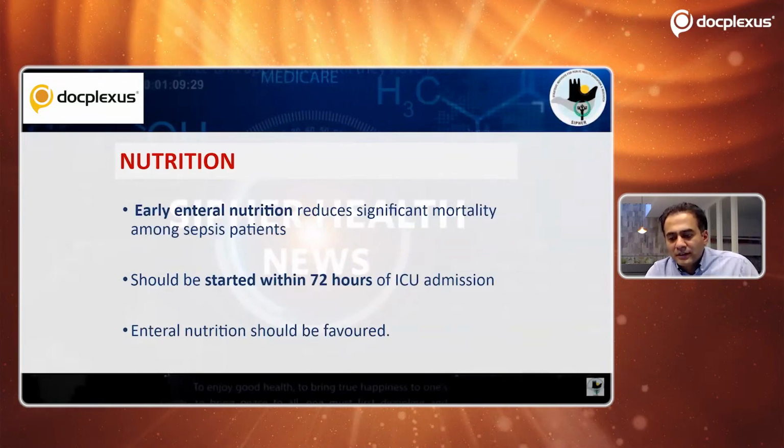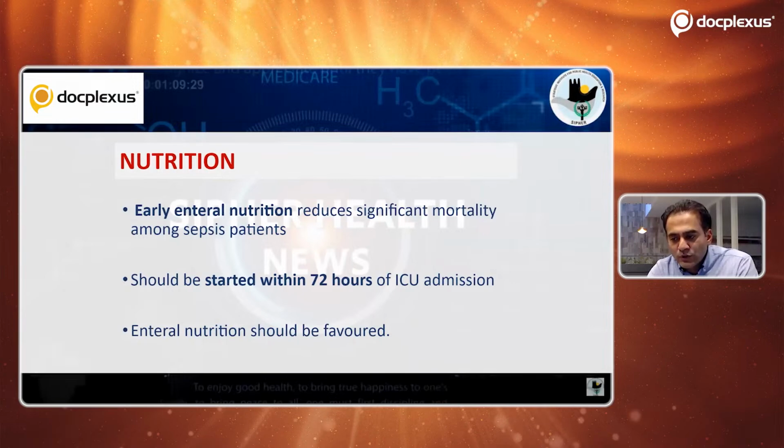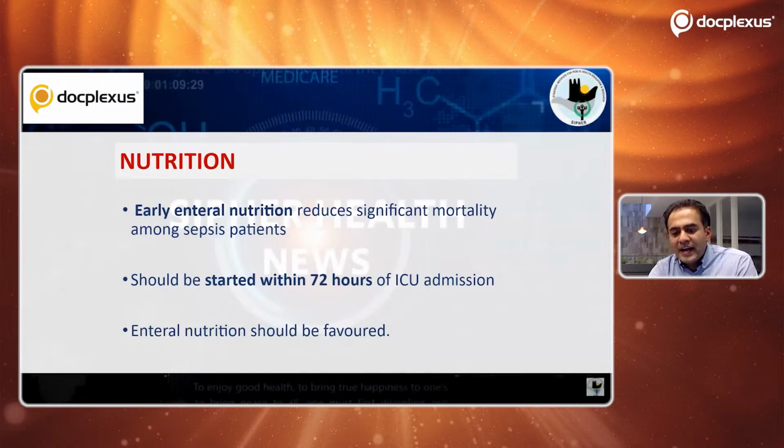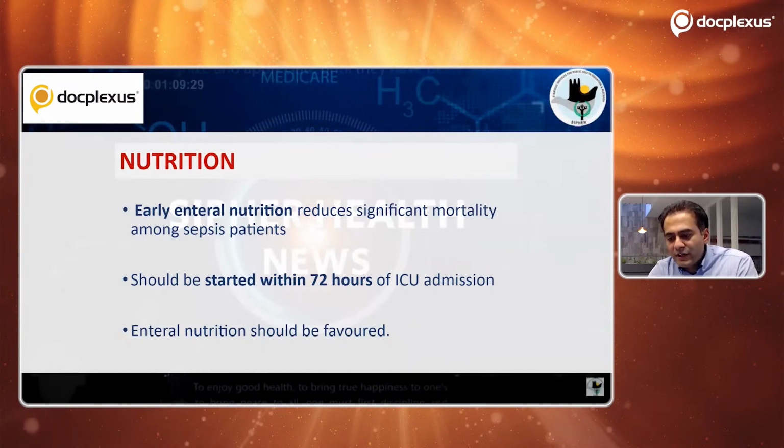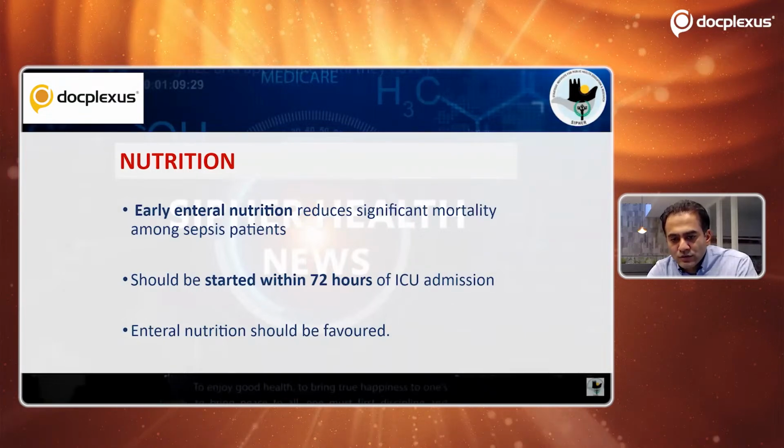Nutrition. There is a saying that if you have a gut, you use it, because there are chances of gut translocation if you don't use your gut. So yes, early enteral nutrition significantly reduces mortality in patients with sepsis. Once the patient is admitted, we need to start orally or enterally within 48 to 72 hours of ICU admission. And enteral nutrition is always favored now because of the obvious risk of gut translocation if you don't use the gut.